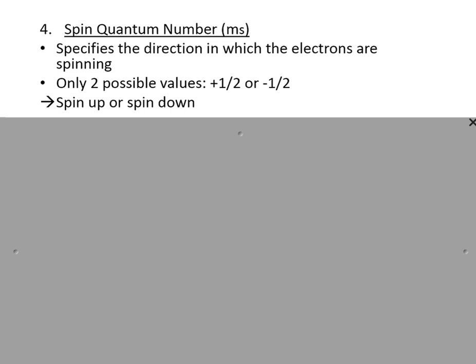The two possible values for ms are either positive 1/2 or negative 1/2, which mean an electron is spinning up or down. When we do some diagrams in the next lesson, we show these with little half arrows. So a spin up will look like a half arrow pointing up, and a spin down will be a half arrow pointing down.